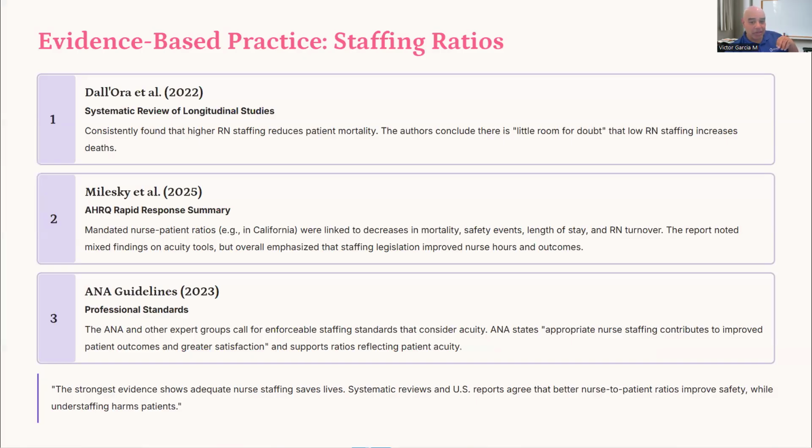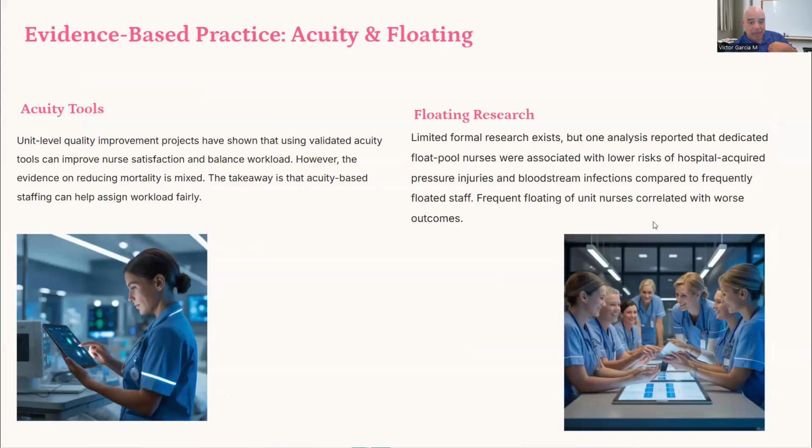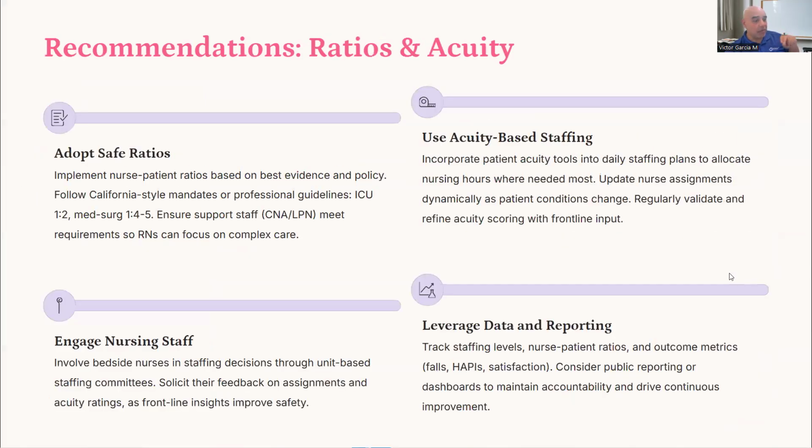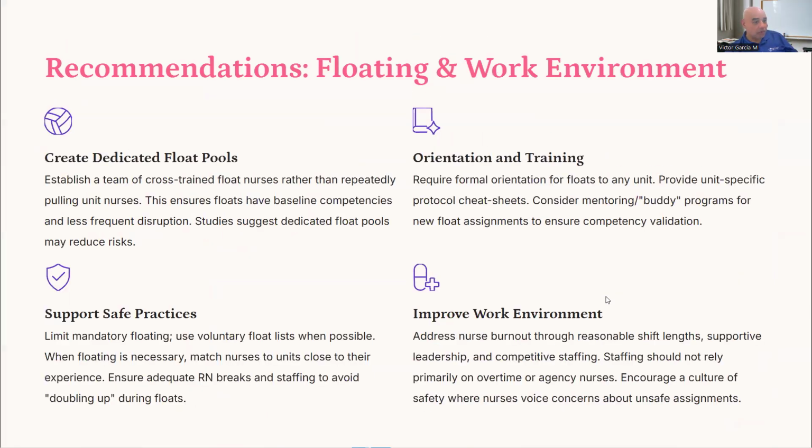Some other recommendations, after reviewing the evidence: based on the evidence, the best strategies include maintaining safe nurse-patient ratios, using acuity-based staffing systems, supporting nurses who float, and creating healthy work environments. These approaches help safeguard patients and prevent burnout. Here are the recommendations for ratio and acuity, and these are the recommendations for floating and work environment.